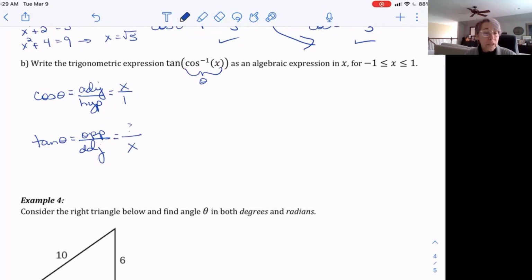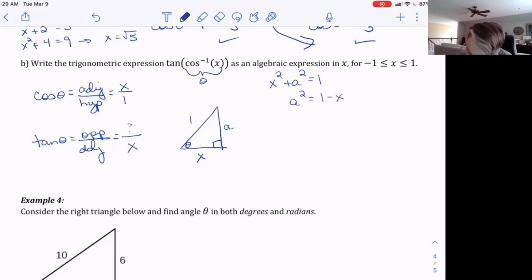So again, we can draw our right triangle with our theta. We know the adjacent side is x. We know the hypotenuse is 1. I'm going to label this other side a, because again, we want it in terms of x. So let's solve for a. We'll have x squared plus a squared equals 1 squared. So a squared equals 1 minus x squared.